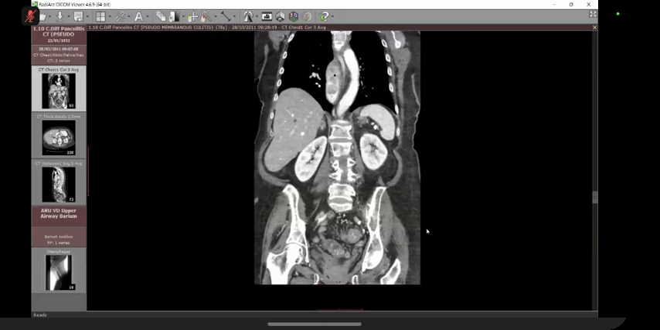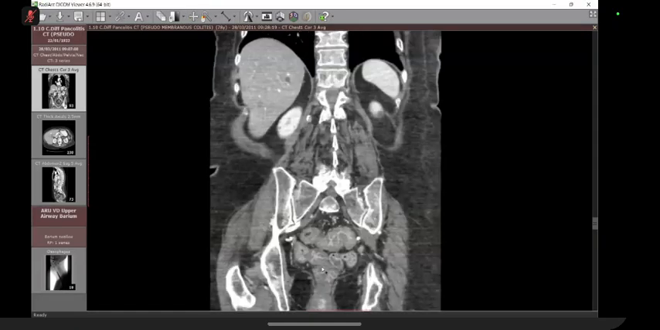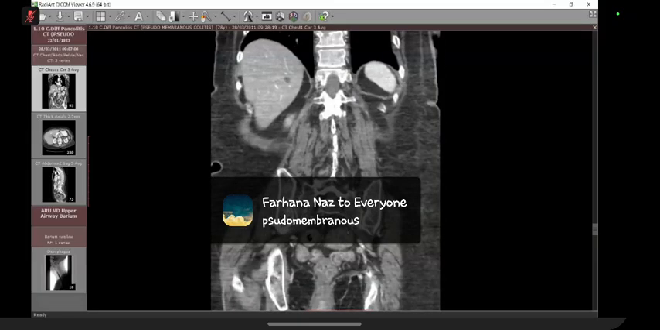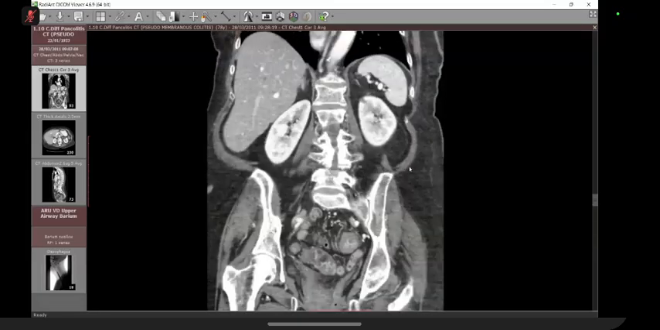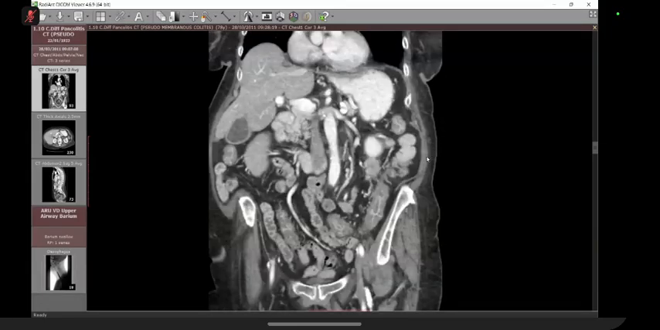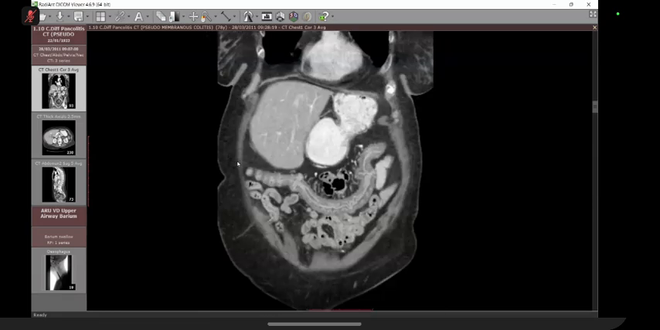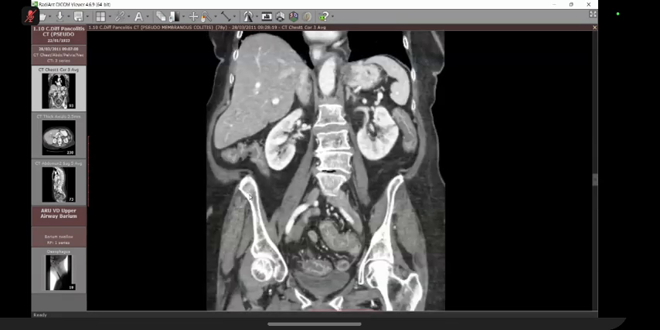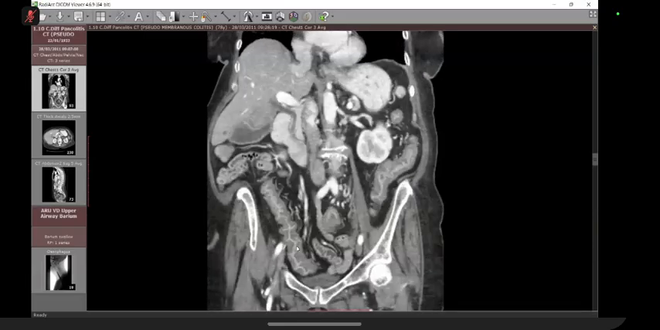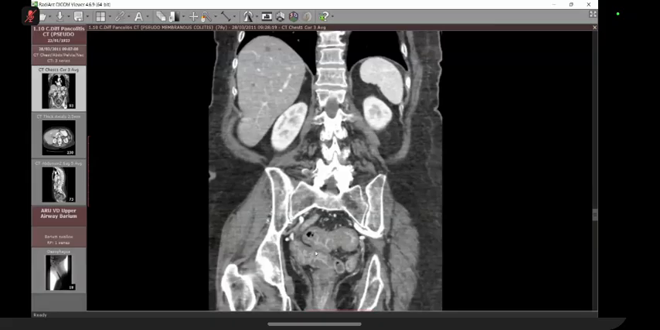Right. So what is the most common cause of pancolitis? If you see here, I am going to show you the coronal, and this is the sigmoid. This is the sigmoid. This is the descending, and then this is the transverse and the hepatic flexure, and of course, this is the ascending. Look at the position of this cecum.